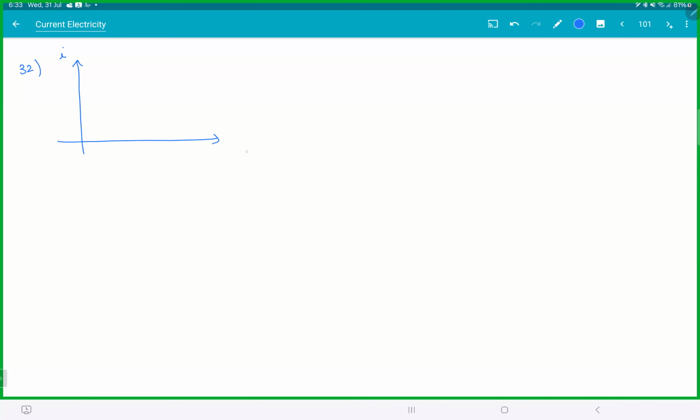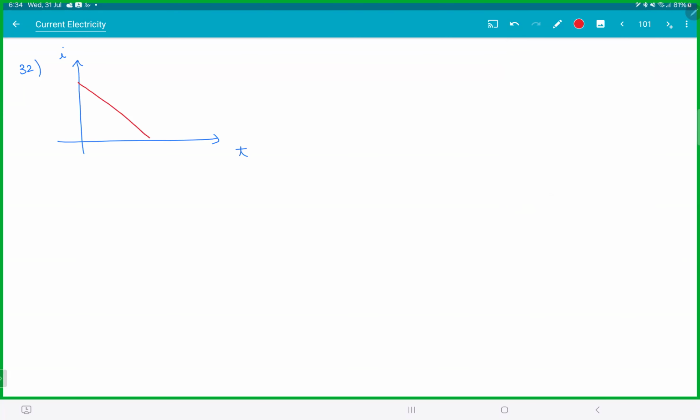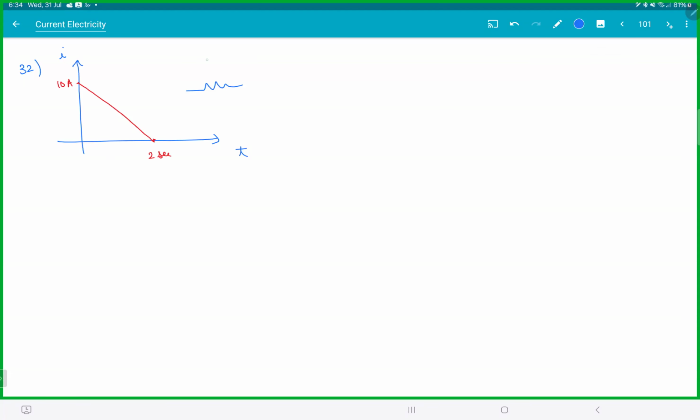We have an I-T graph. This is 10 amperes and this is 2 seconds. R is 2 ohms and you're sending this current through it. So you have a variable current which is decreasing linearly and you're sending it through this resistor. Find heat produced in 2 seconds.